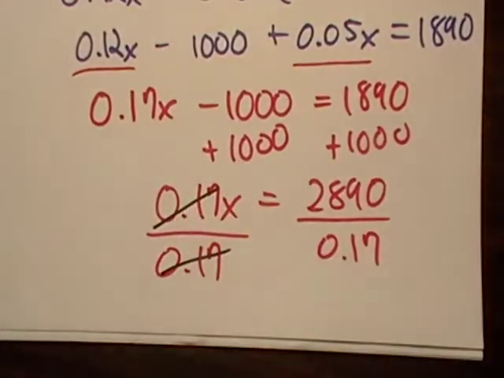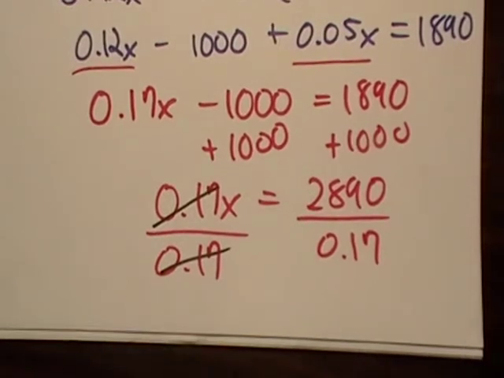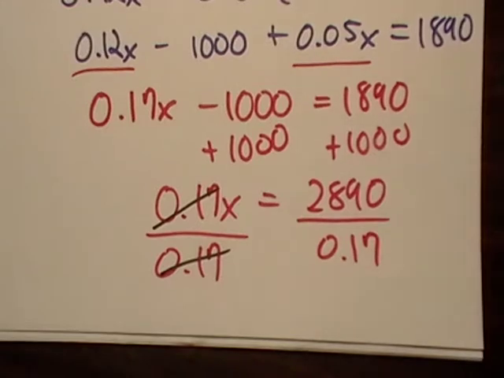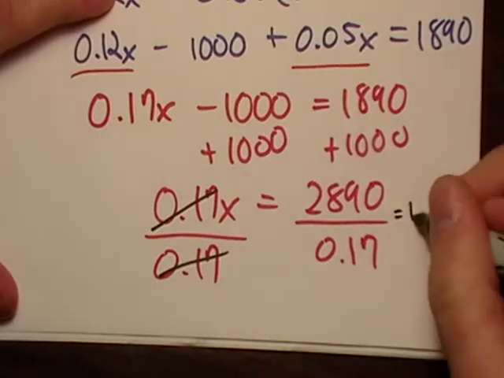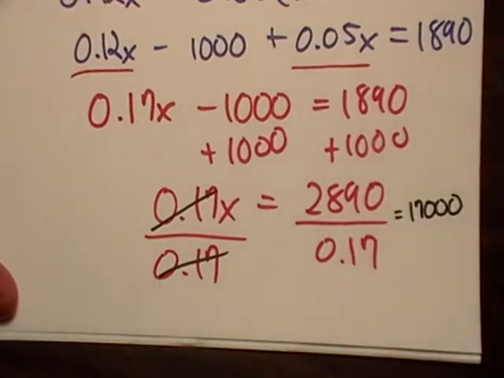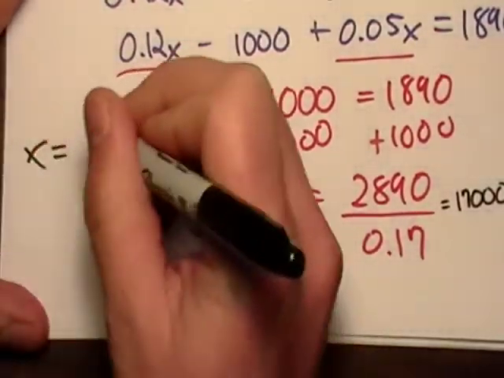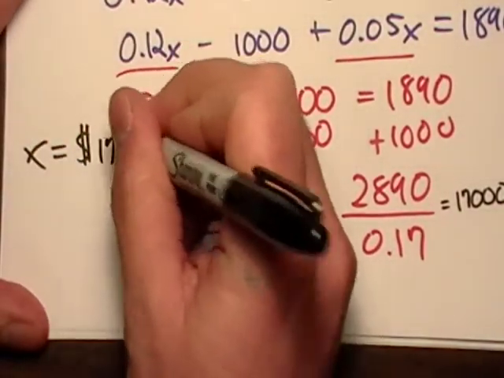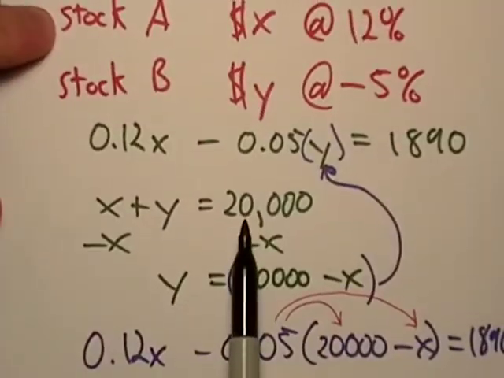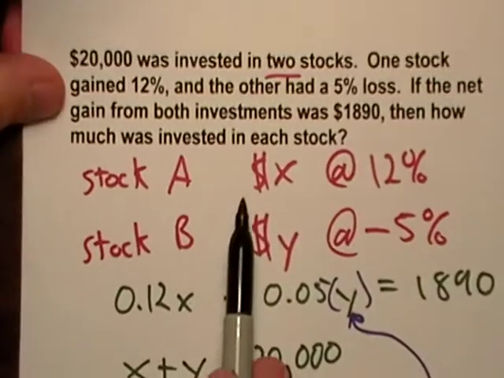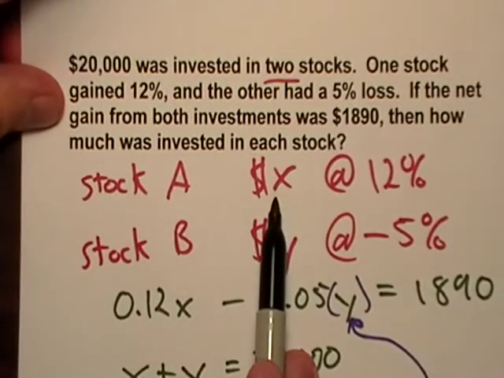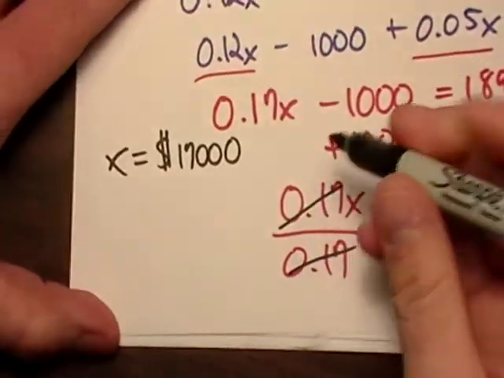These are going to cancel out, so I'm going to type it into my calculator. And it looks like that's going to be equal to $17,000. So over here I'm going to write x equals $17,000. Going back to my equation, I invested 20 grand to start with. In stock A, I put X dollars, which turned out to be 17 grand, so I had to have put 3,000 into the other.